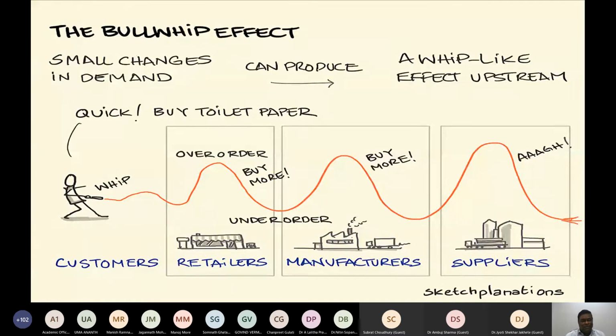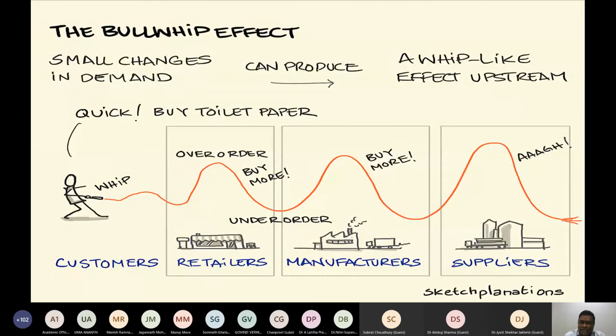So suppose the problem here is the customer's demand, overnight it may vanish, right? After a week or after a month, you may not find that kind of demand. So what would happen to these people? Definitely the manufacturer would have ordered and bought a lot of raw material. Retailers would have stocked more than what is required by the customers, right?